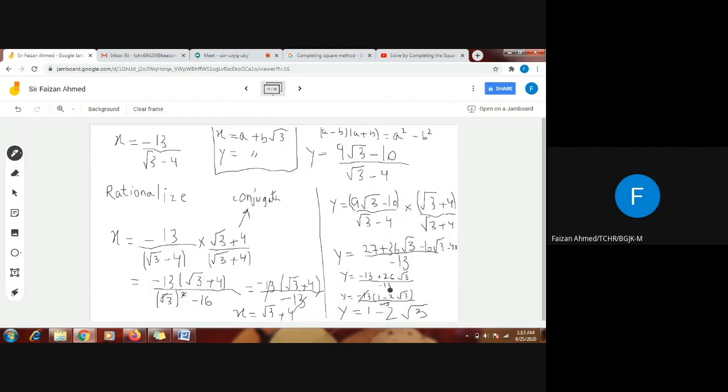Again in the denominator there is a negative 13, so I can take negative 13 as common from the numerator as well. When I take minus 13 as common, it will be 1 minus 2 root 3. This minus 13 will be cancelled out by the minus 13 in the denominator, and the value of y will be equal to 1 minus 2 root 3.